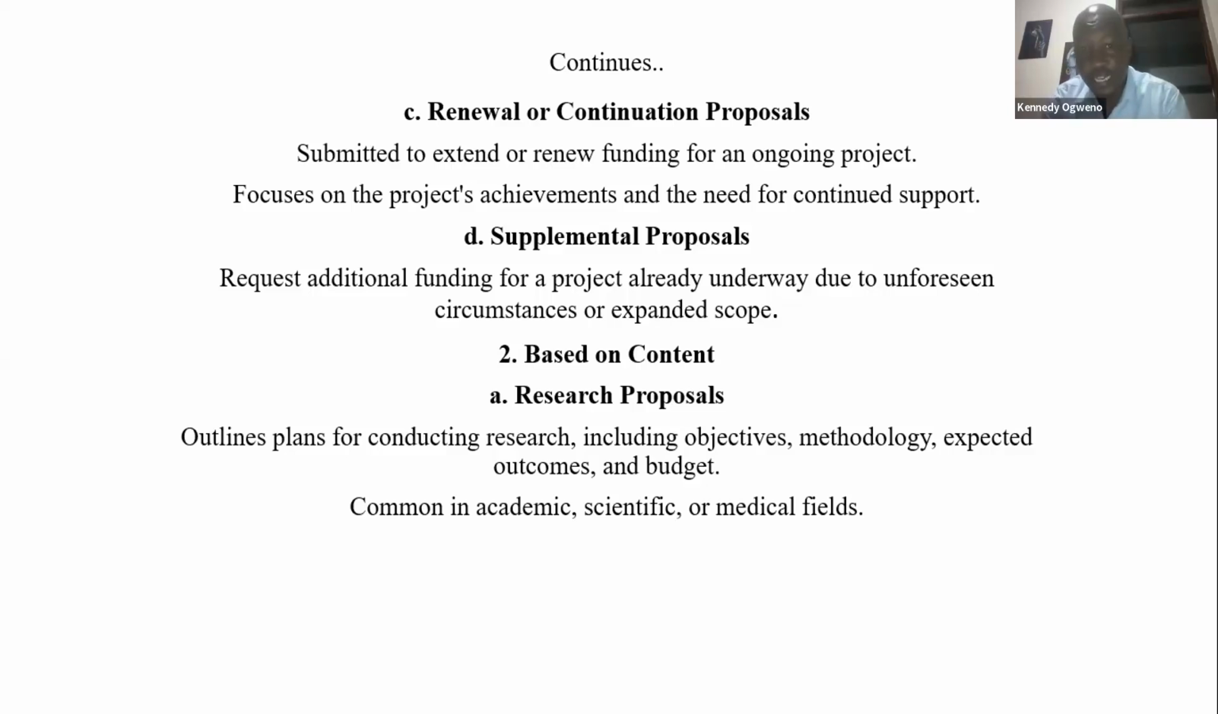That is falling under the research proposal. So that was just, by the way, trying to dwell on it so that we can understand the methodology that we can be using in both quantitative and qualitative research proposals, okay? It's common in academic, scientific, and medical fields.